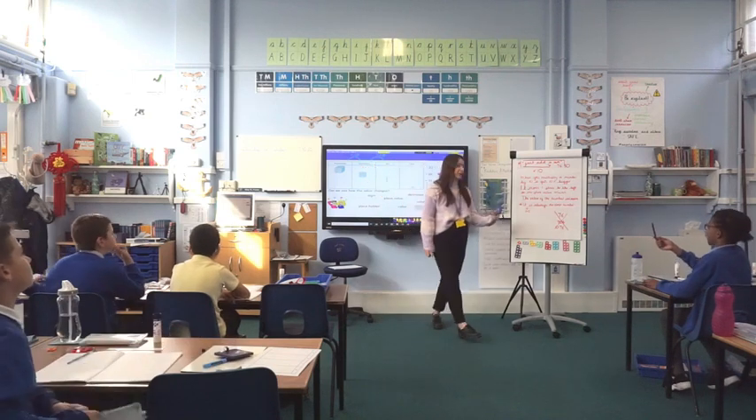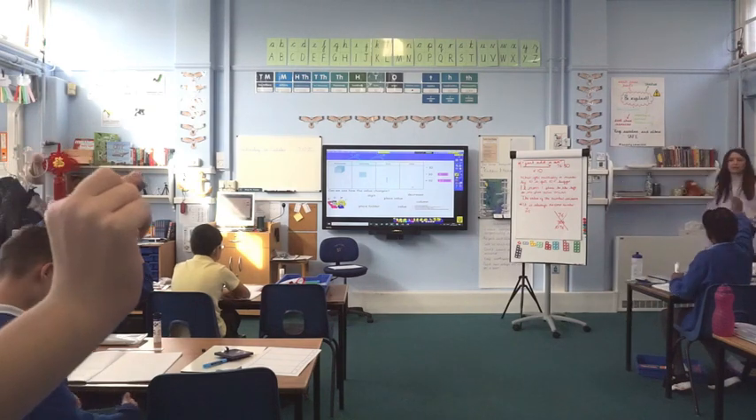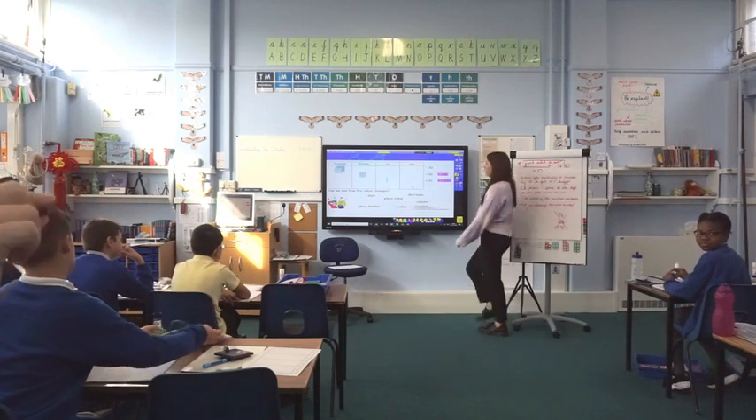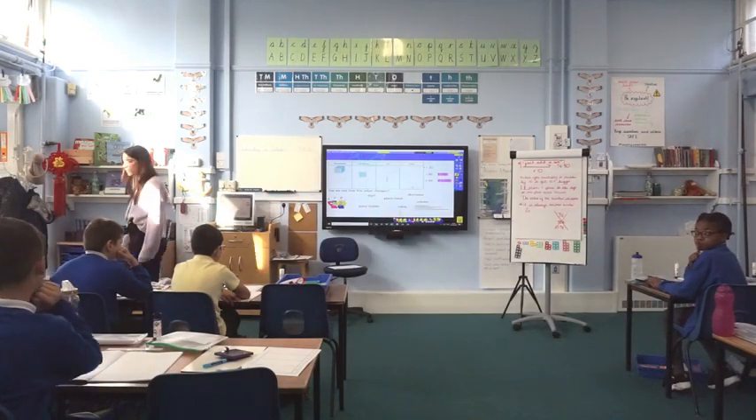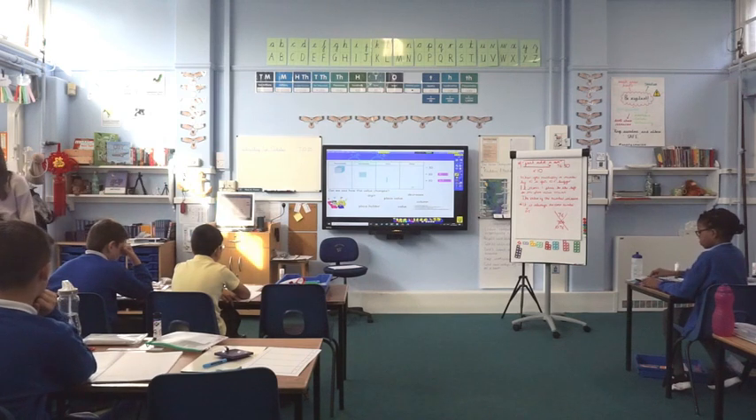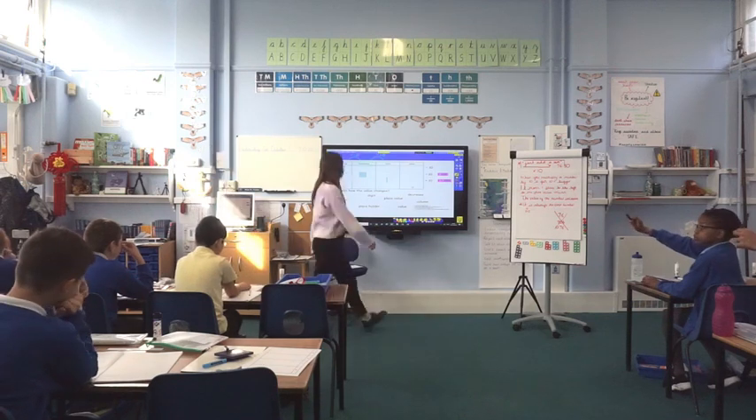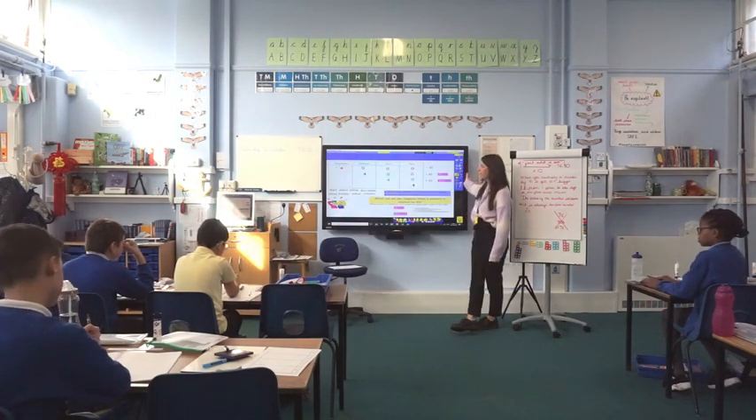Show me 1,000 divided by 1,000. Beautiful. Fantastic. What about 100 divided by 10? Show me 100 divided by 10. So we're moving along that place value chart however many times you need to. Fantastic, well done. So again, we can explore that with a numerical value.